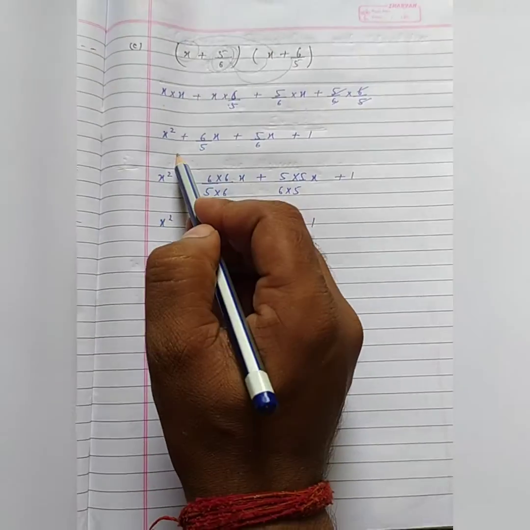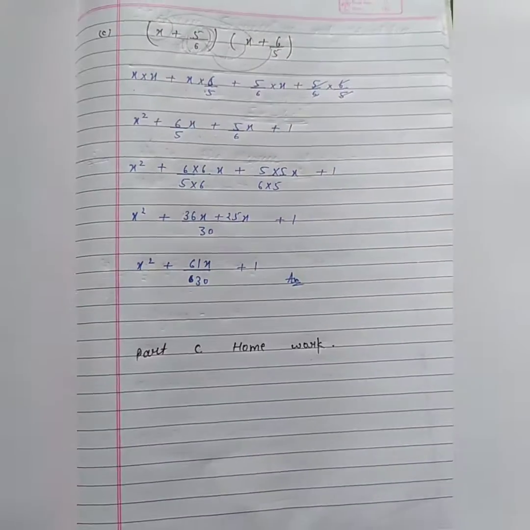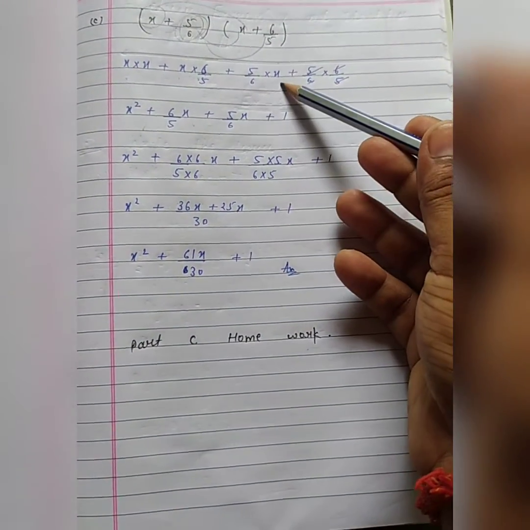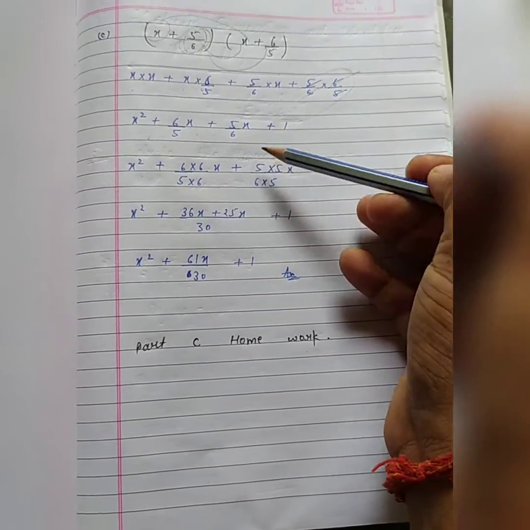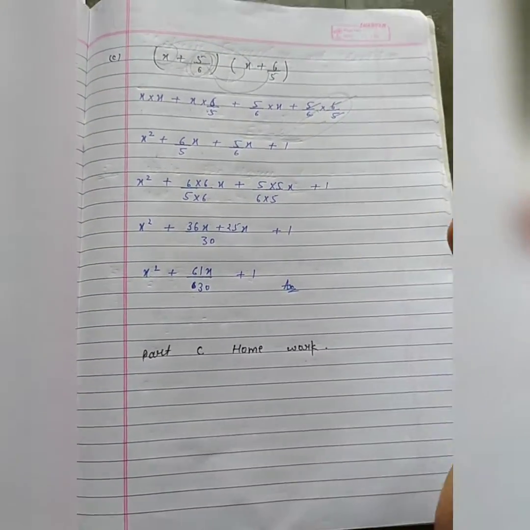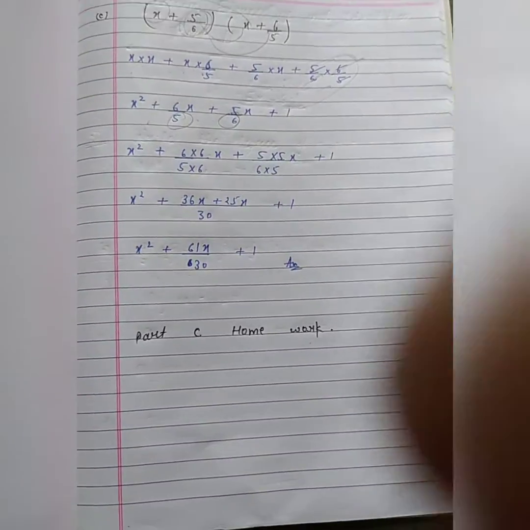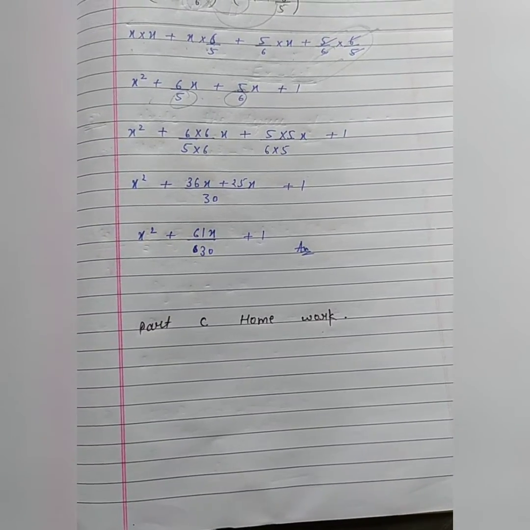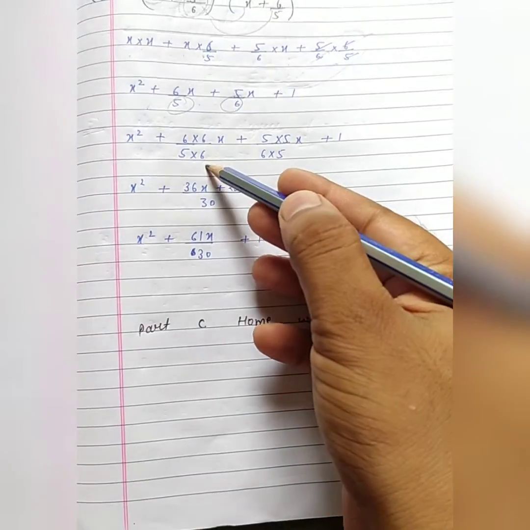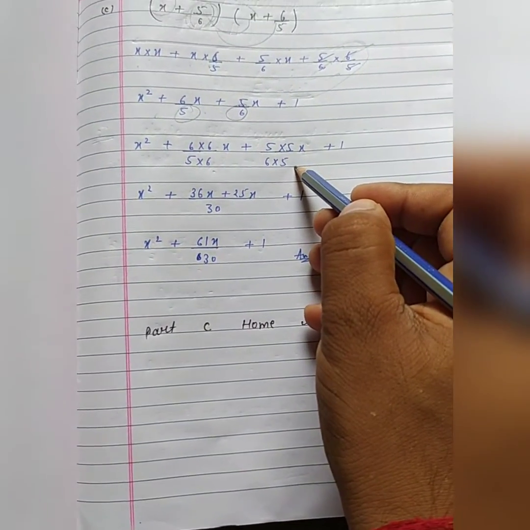Now here x square. Now here 6 upon 5 x, here 5 upon 6 x, plus 1. These numbers cancel out. 6 is cancelled by 6, 5 by 5. So now student, here the denominators are different. You have to make the denominators the same. So you have to multiply by 6 in the 5, and here you have to multiply by 5.